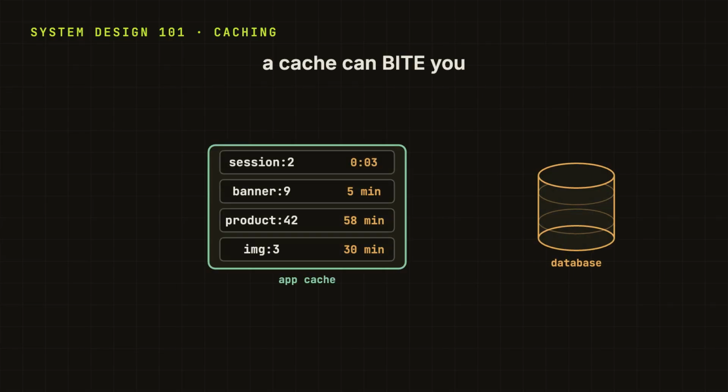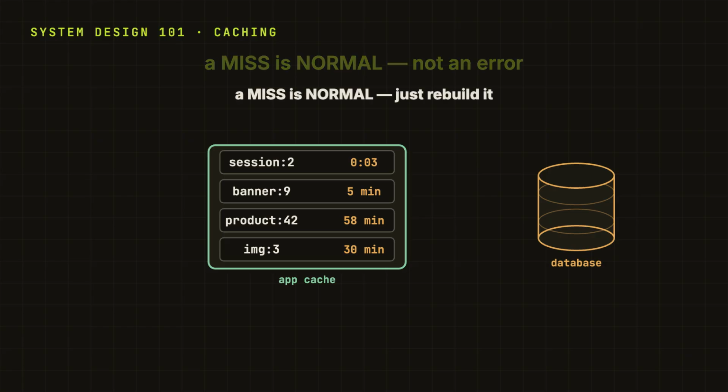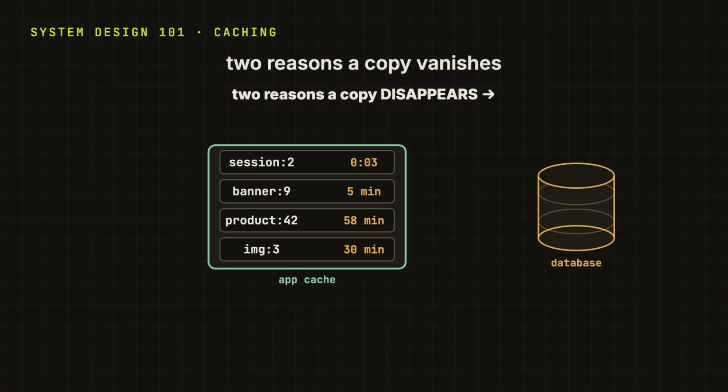Okay, last piece. And this is where a cache can actually bite you. First, a mindset thing. A cache is allowed to lose your data. It is just a rebuildable copy. So a miss is normal, never an error. And there are two different reasons a copy disappears, which people mix up.